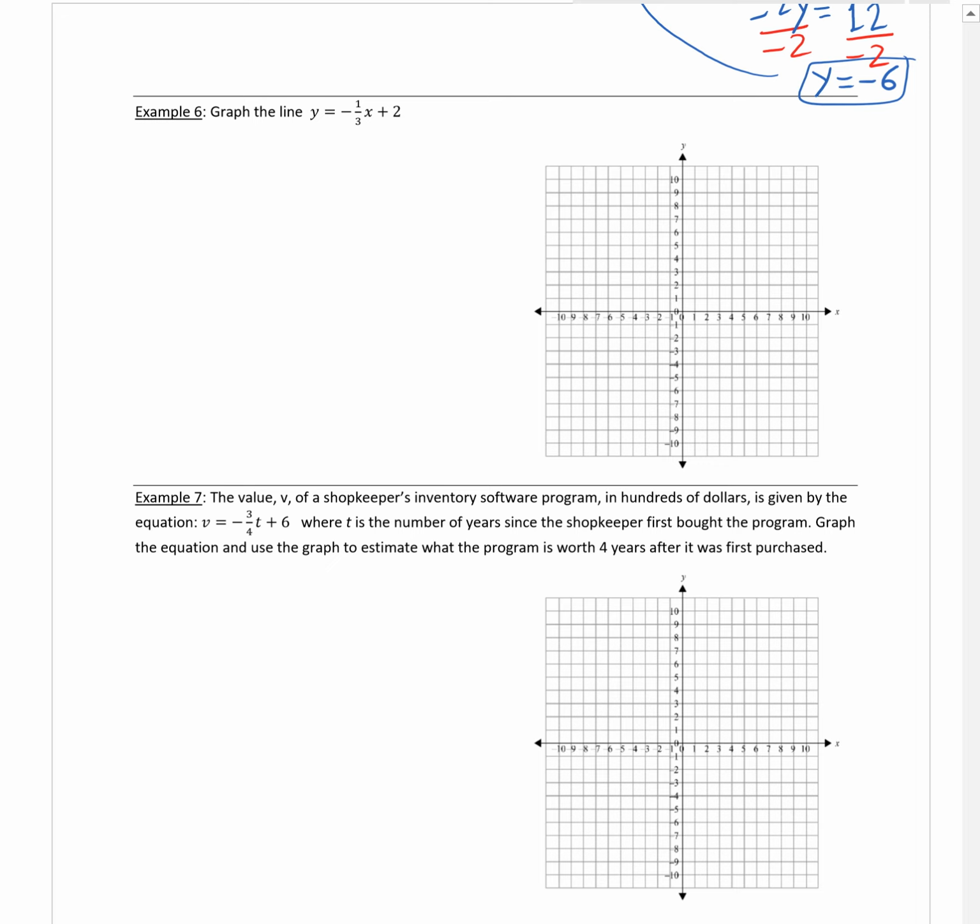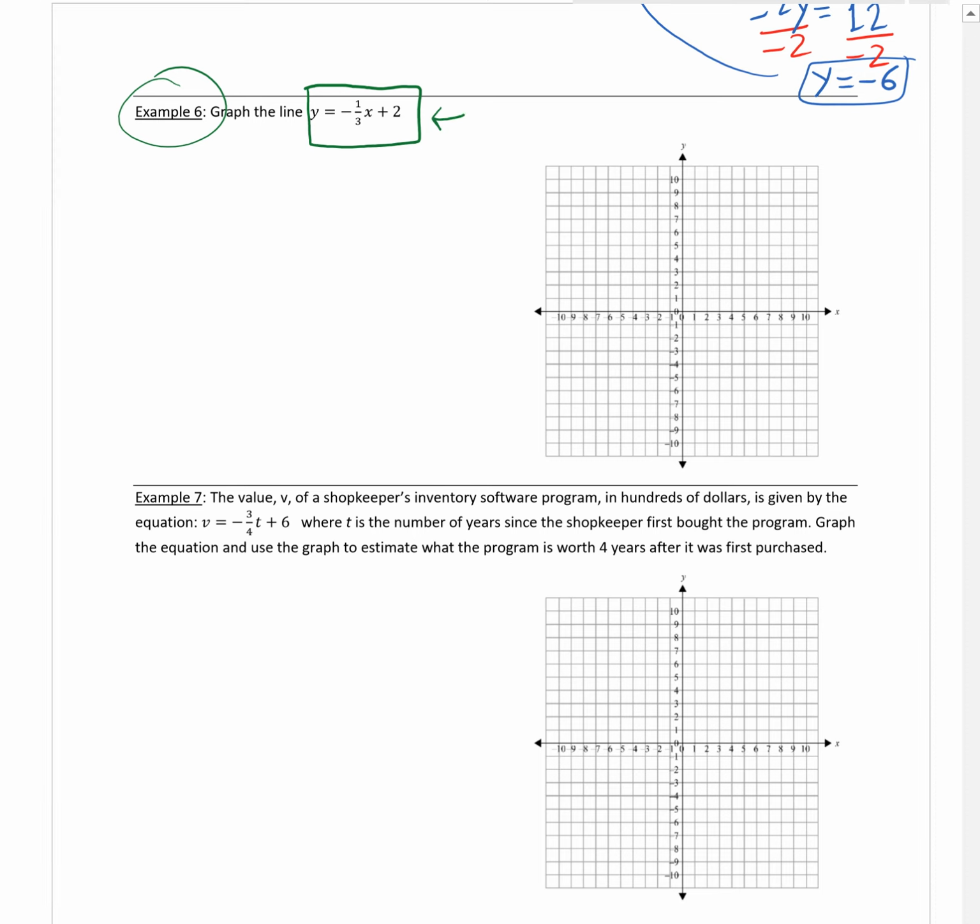Okay. So the last one here, example 6, they want us to graph this line: y equals negative 1/3 x plus 2. Notice that this one, I think this is the first one we've seen in this section, where y was by itself. It's y equals blah blah blah.